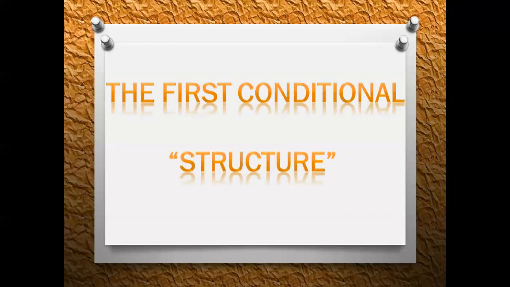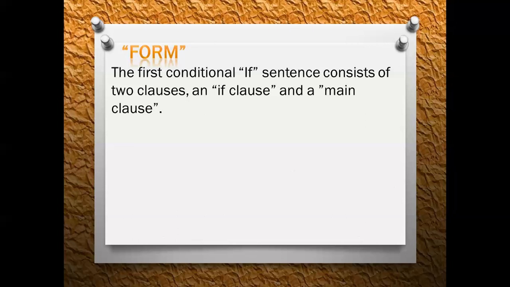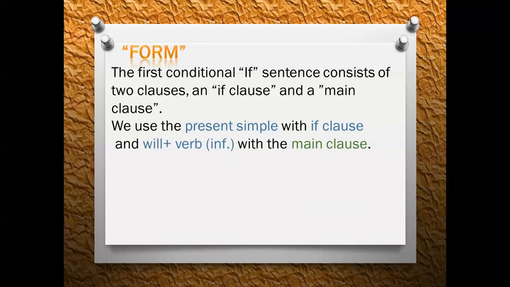The structure of the conditional if type 1. How can we write a sentence using conditional if type 1? The first conditional if sentence consists of two clauses, an if clause and a main clause. We use the present simple with the if clause and will plus verb infinitive with the main clause.